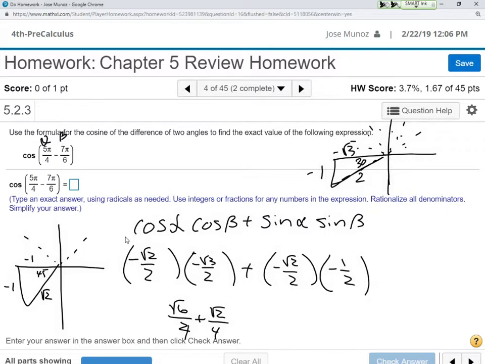So here I've got square root of 6 over 2 plus radical 2 over 4, so 4. This times this is 6, 2 times 2 is 4. Square root of 2 times 1 is just square root of 2. 2 times 2 is 4.